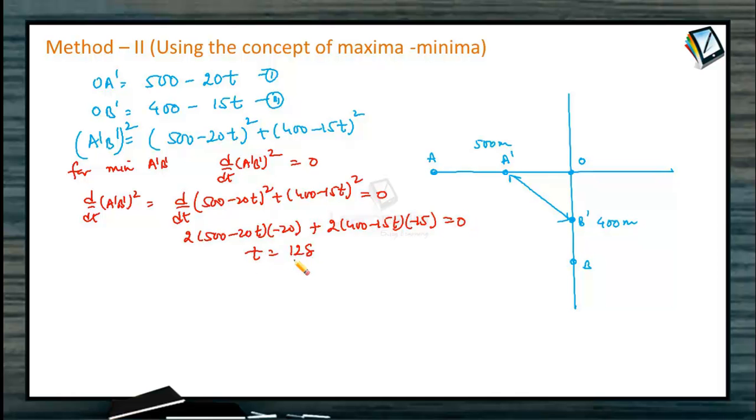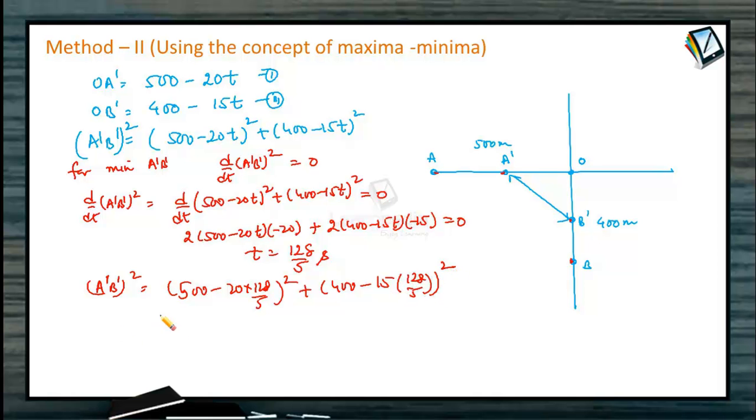Simplifying, t is equal to 128 by 5 seconds. Now this is the time taken from here to this position. At this time the distance is shortest. So what is the shortest distance? Substituting the value of t in the A dash B dash equation, A dash B dash square is equal to 500 minus 20 into 128 by 5 whole square plus 400 minus 15 into 128 by 5 whole square. So we can write A dash B dash as under root of 16 square plus 12 square. That is nothing but 20 meter.